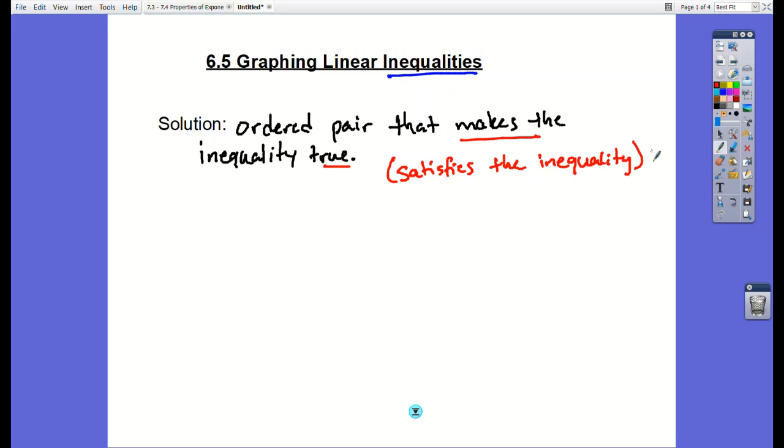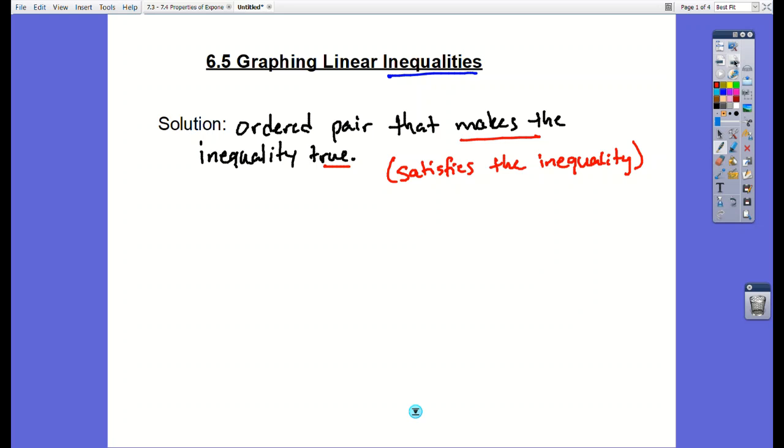So you plug in the two numbers, the x and the y. And if it's a true statement, it's a solution. And if it's a false statement, it's not a solution, right? We even practiced that. That was one of the questions on the quiz. So that's really the first thing we want to know. That's what it means to be a solution.